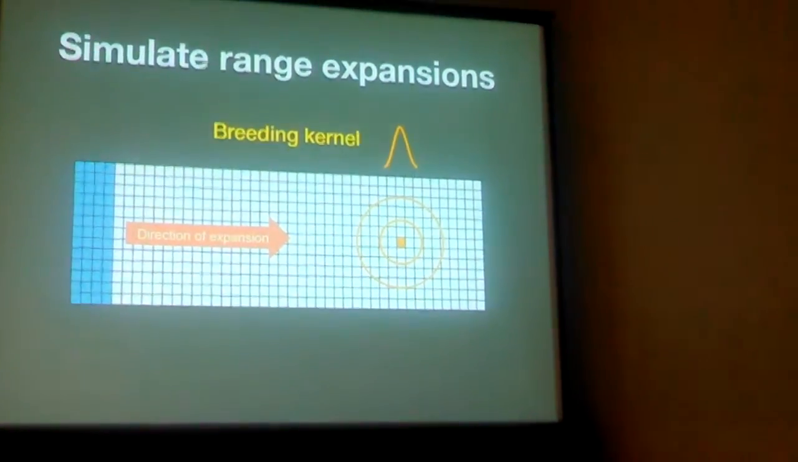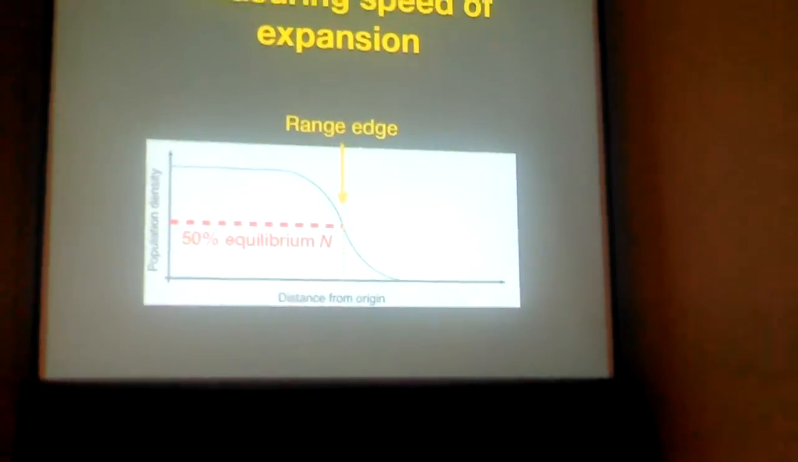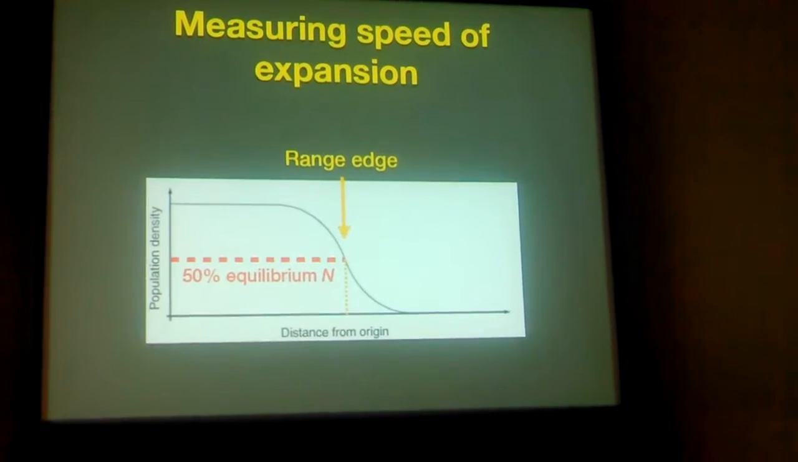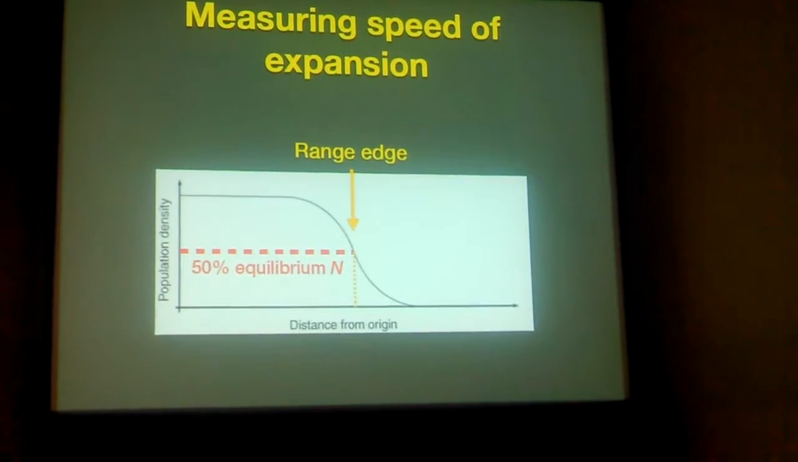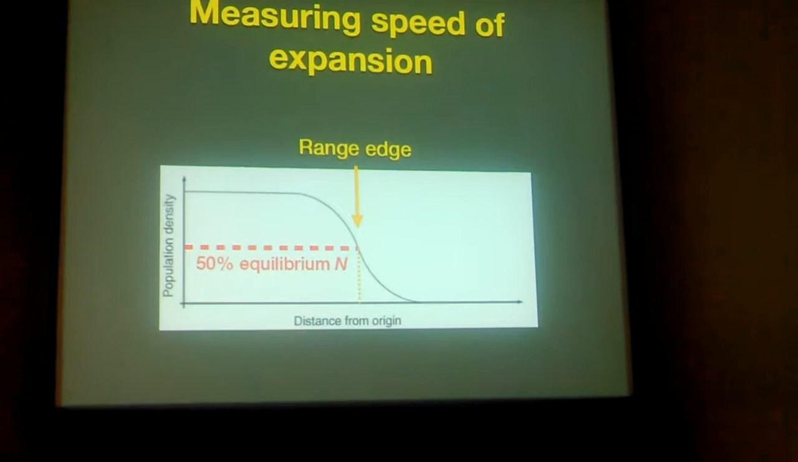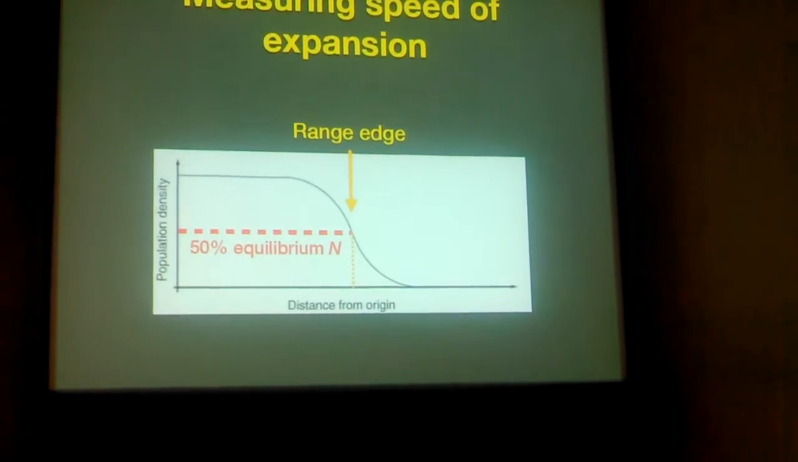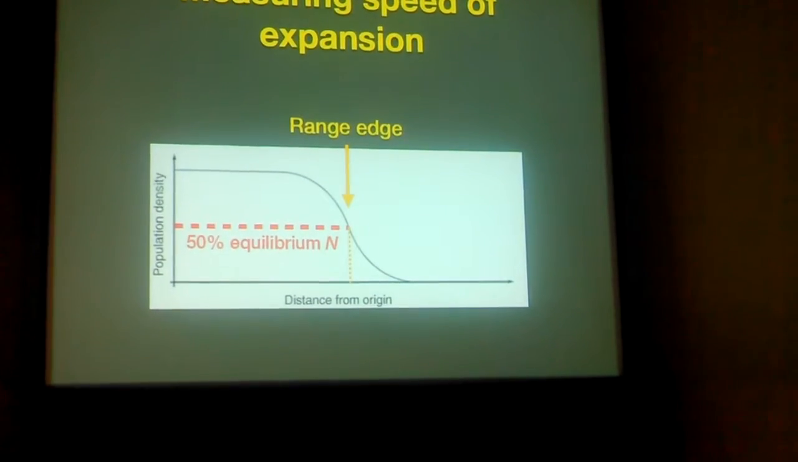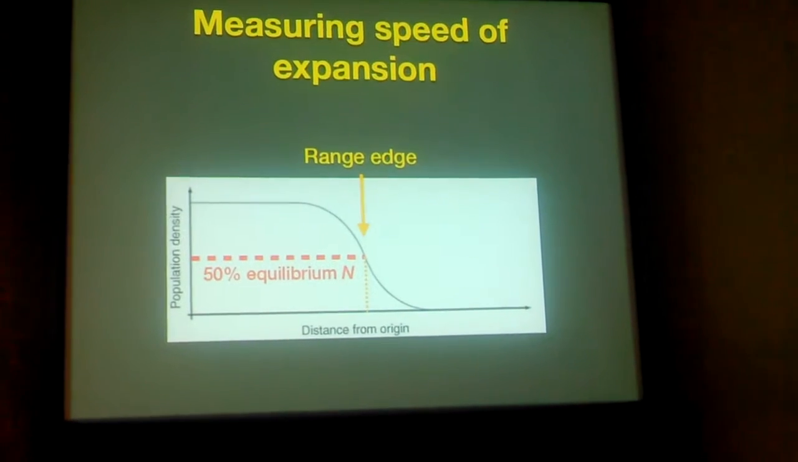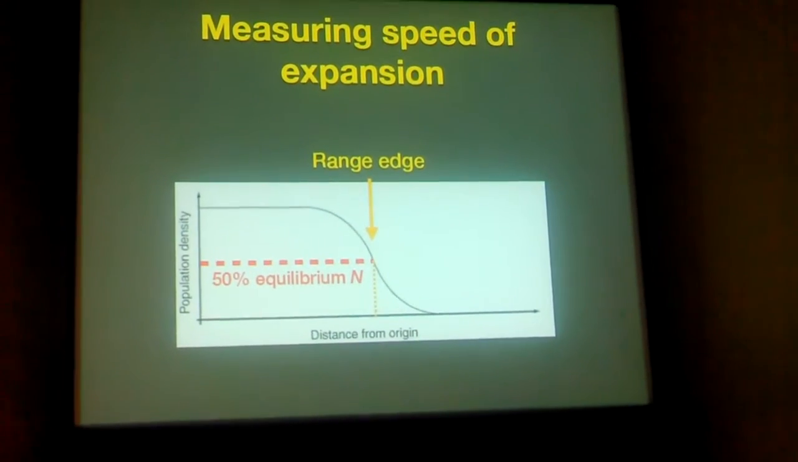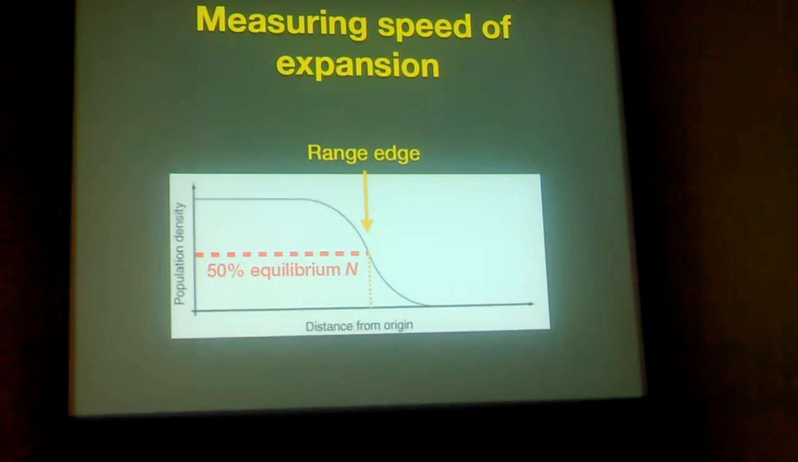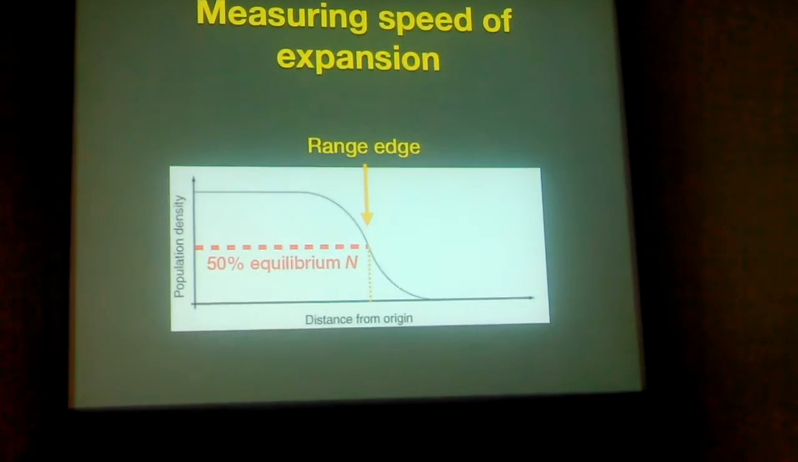And so when we look at the results, we measure a few things. The first is the speed of expansion. To do that, we defined an explicit range edge, which we define based on the first point in the landscape where population density drops to 50% of what it was at equilibrium in the core. And then we track the movement of that range edge over space to see how fast expansion proceeds.